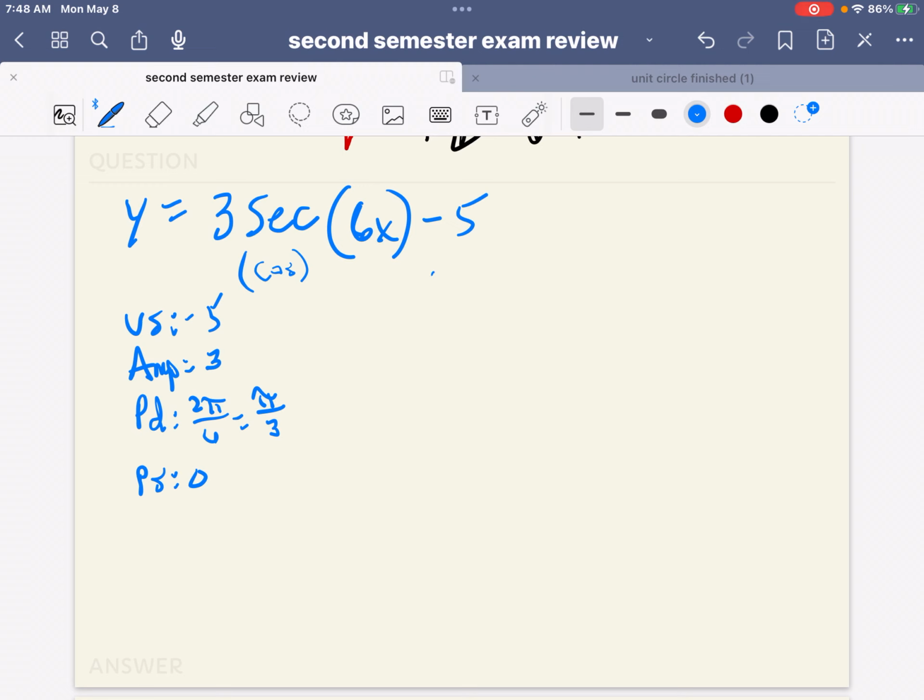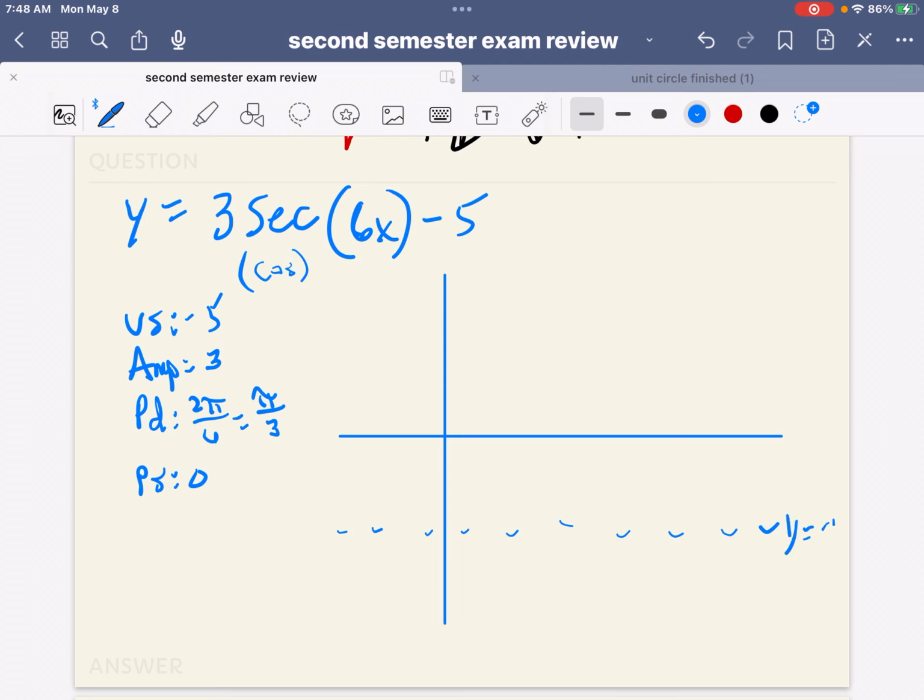All right, so let's see, we draw our y-axis, we draw our x-axis, and the vertical shift is at -5. The amplitude is 3, so that means go up to -2 and down to -8. Okay, the period is pi over 3, but since there's no phase shift, that means the first tick mark is at 0, and the fifth tick mark is pi over 3.